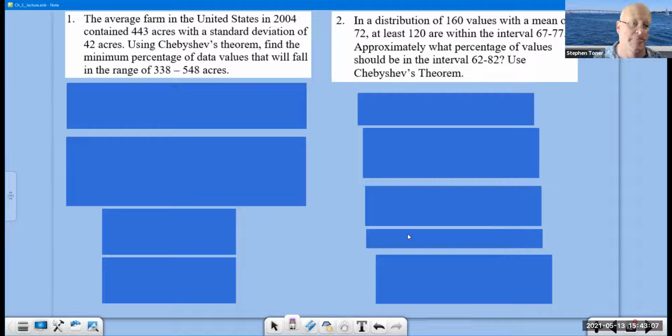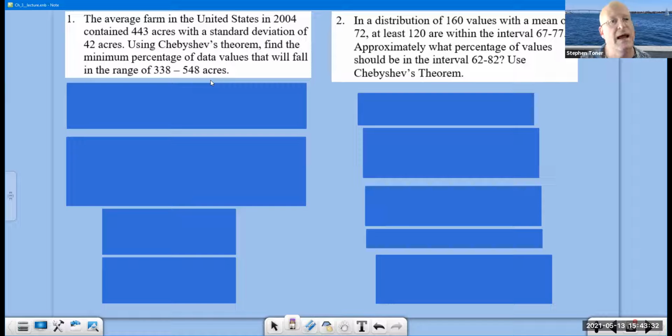So here we go. This example: the average farm in the United States in 2004 contained 443 acres with a standard deviation of 42 acres. Using Chebyshev's theorem, meaning we don't know if it's bell curve or not, find the minimum percentage of data values that will fall in the range from 338 to 548 acres.